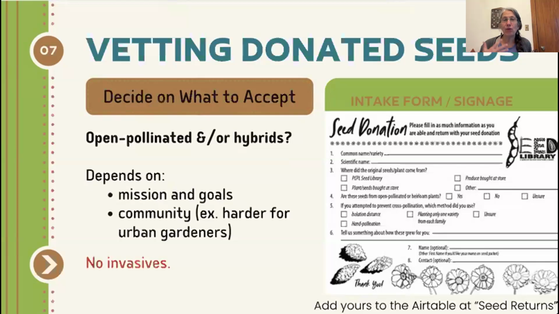So at some point, hopefully you will be lucky enough to start getting a bunch of seed coming in, and you need to decide what to accept and what you don't. As I said, when we first started, we were very much into preserving heirloom varieties, open pollinated varieties. It was very clear in our guidelines what we accepted and what we didn't. So we would get a lot of stuff that kind of ended up getting composted.